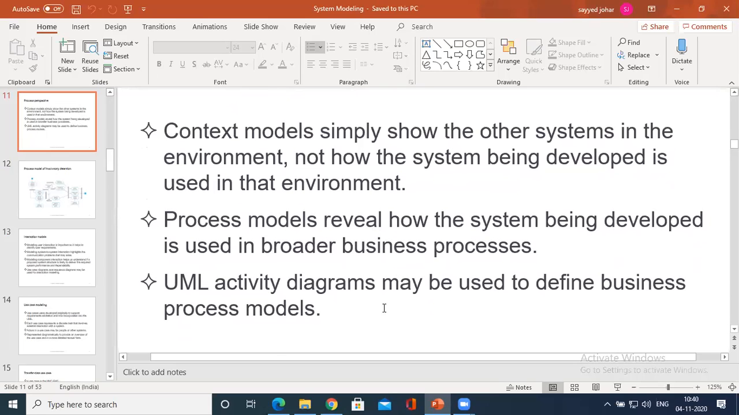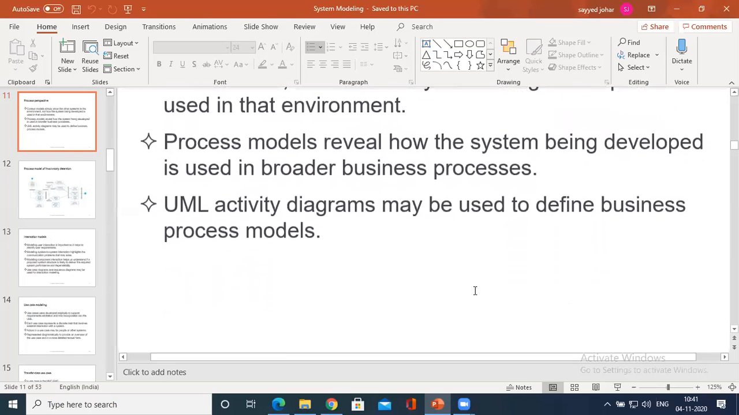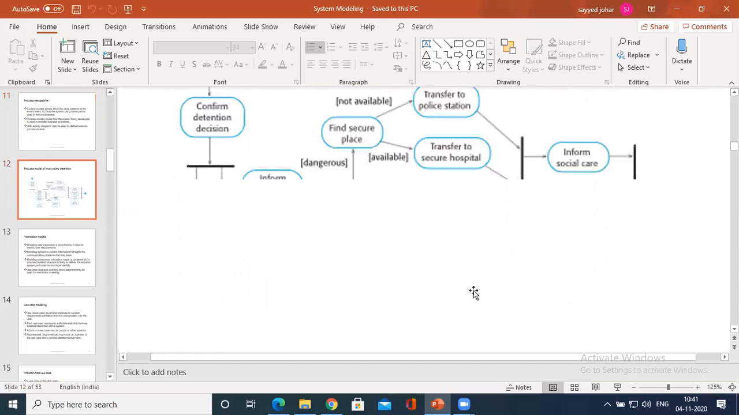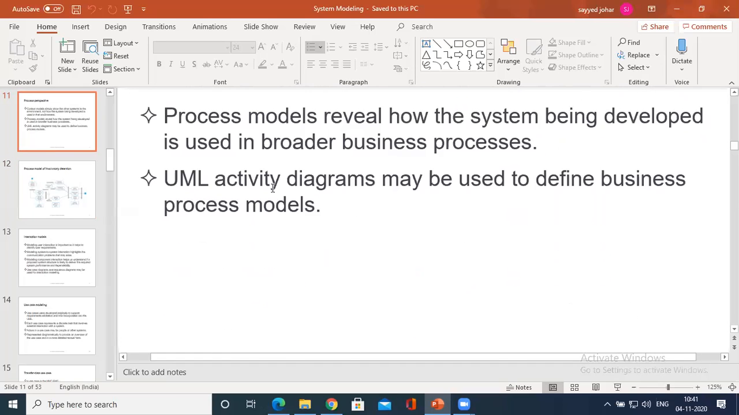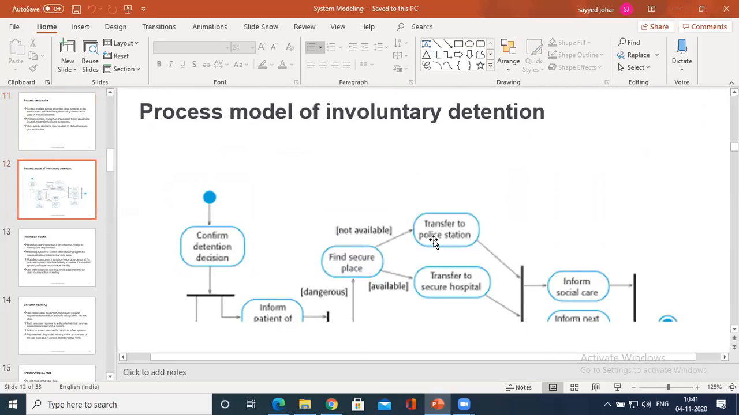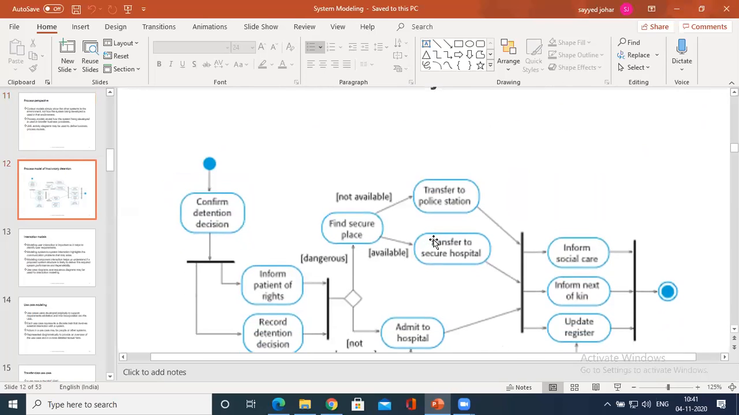So what do we use? UML activity diagrams. What is a UML activity diagram? It is used to define the business process models, as shown in the diagram. Next slide. You could see we have activity diagrams, I would say activity diagrams rather than models. Activity diagrams are a part of the Unified Modeling Language. They are used to define business process models. Fine. So you could see here.